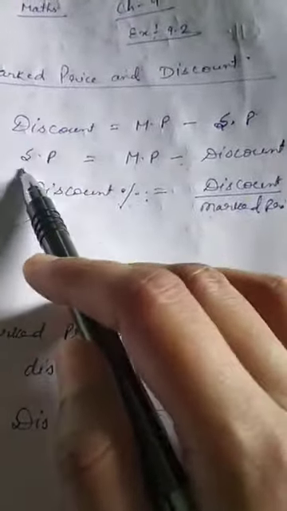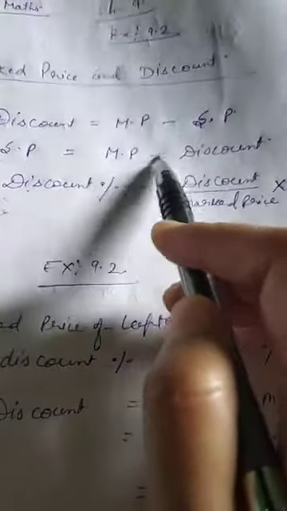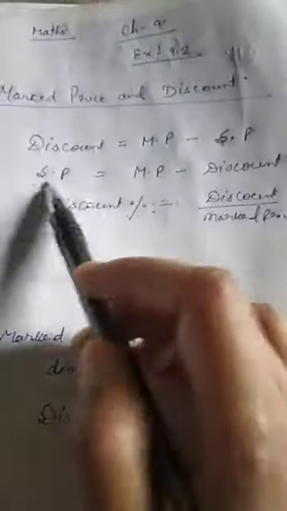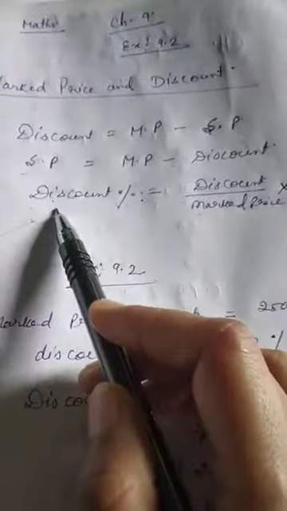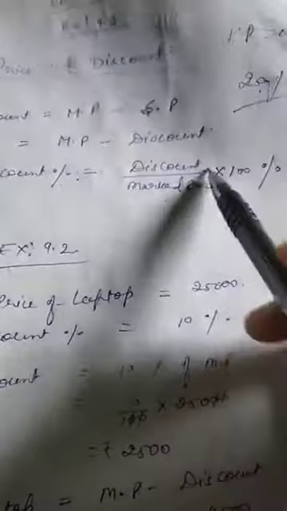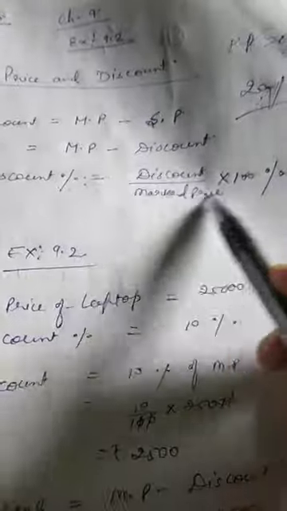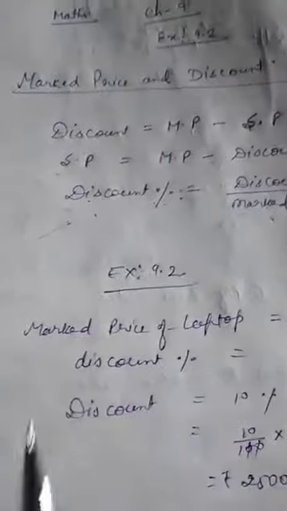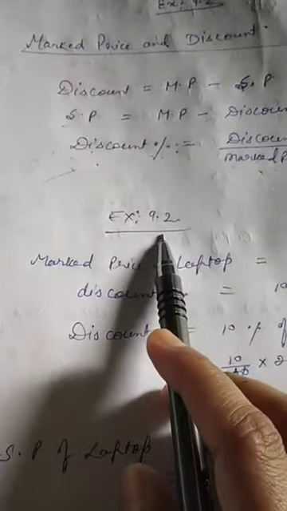And what is selling price? Selling price is just marked price minus discount. We subtract the discount from the marked price, and at that price only the shopkeeper sells the item. And if you have to change this discount into percentage, then discount by marked price into 100. Always the marked price will be in the denominator. Okay. Now come to exercise 9.2.